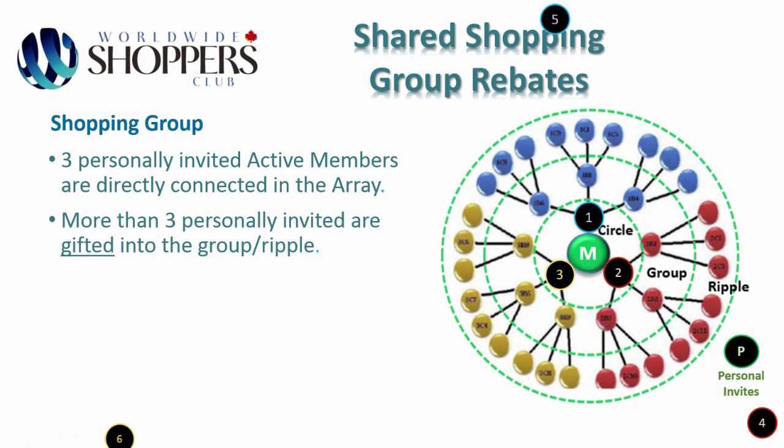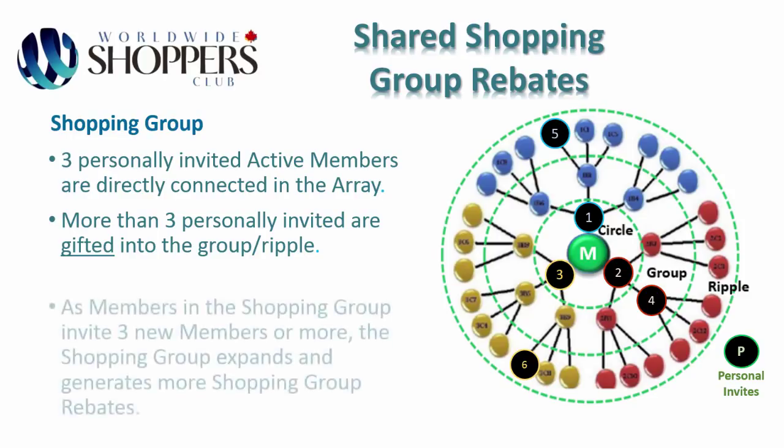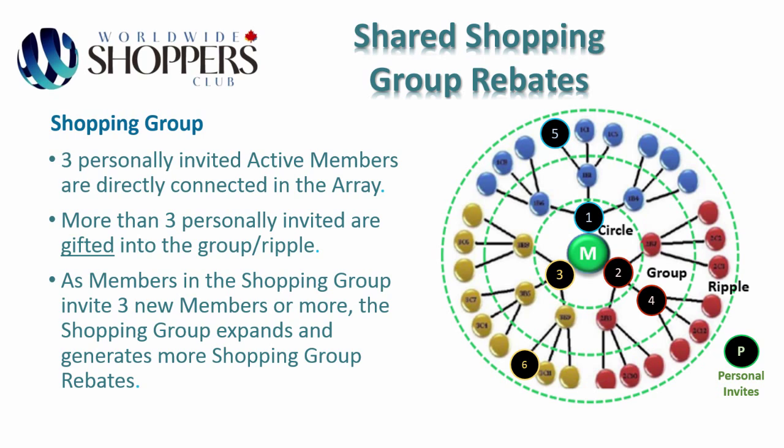Now let's suppose you invited 3 more. Well, those 3 more would get gifted into your group according to a process called the rules of order. And the reason they're positioned where they are in the picture that you're looking at is because everything in between them and you has been filled by other active members creating shopping circles or inviting more personal invites that are also gifted into the group. So in this way, we help one another to build a large shopping group. And basically, as this occurs, the shopping group expands and generates more shopping group rebates.